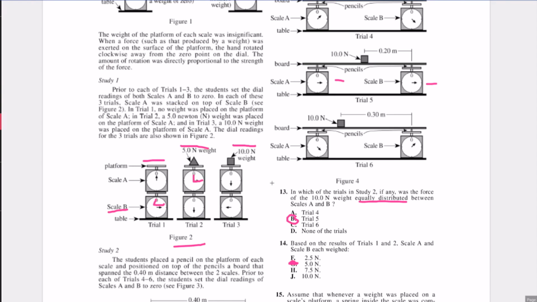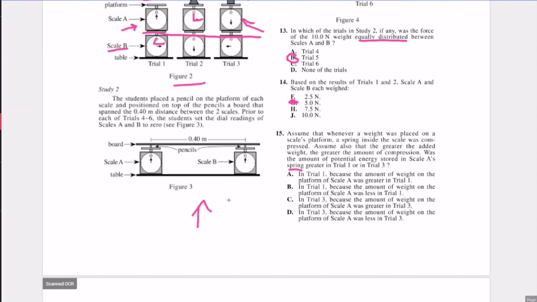Actually, sorry, we're only considering scale A, so don't worry about scale B. Right? So we have a 10 Newton block on top of scale A here, and nothing on top of scale A here. And it's asking which one has a higher compression of the spring. So we want a higher weight, and there's a higher weight on top of scale A in trial 3. Let's look at our options. All right, so we definitely want trial 3 because there's definitely more weight on the scale during trial 3.